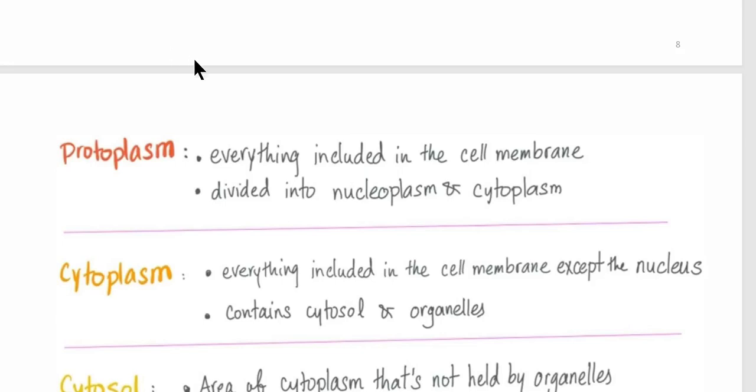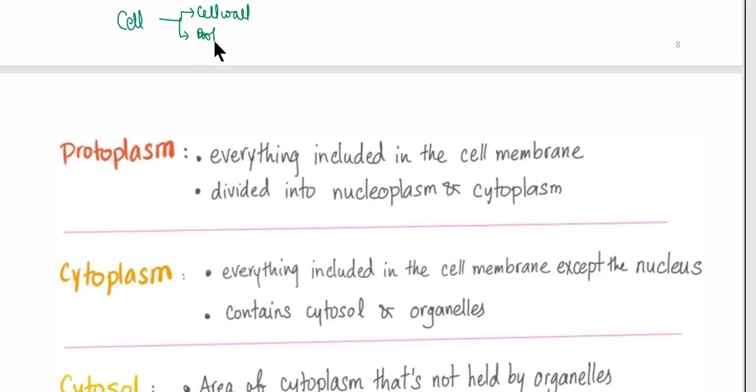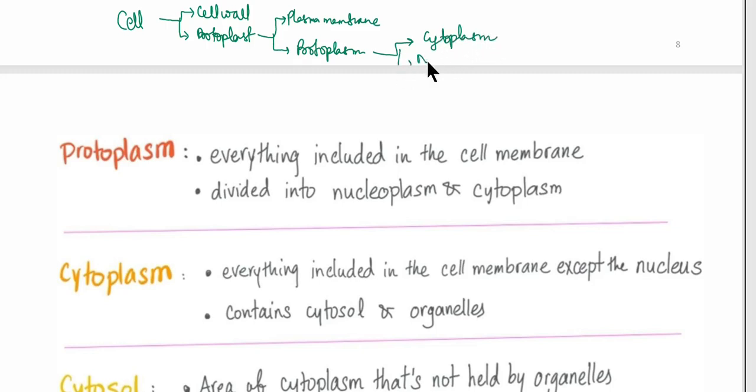Today let's discuss about the cell tree. Cell consists of cell wall and what? Protoplast. Next is the protoplast that contains plasma membrane and protoplasm. And the protoplasm again contains cytoplasm and nucleus.